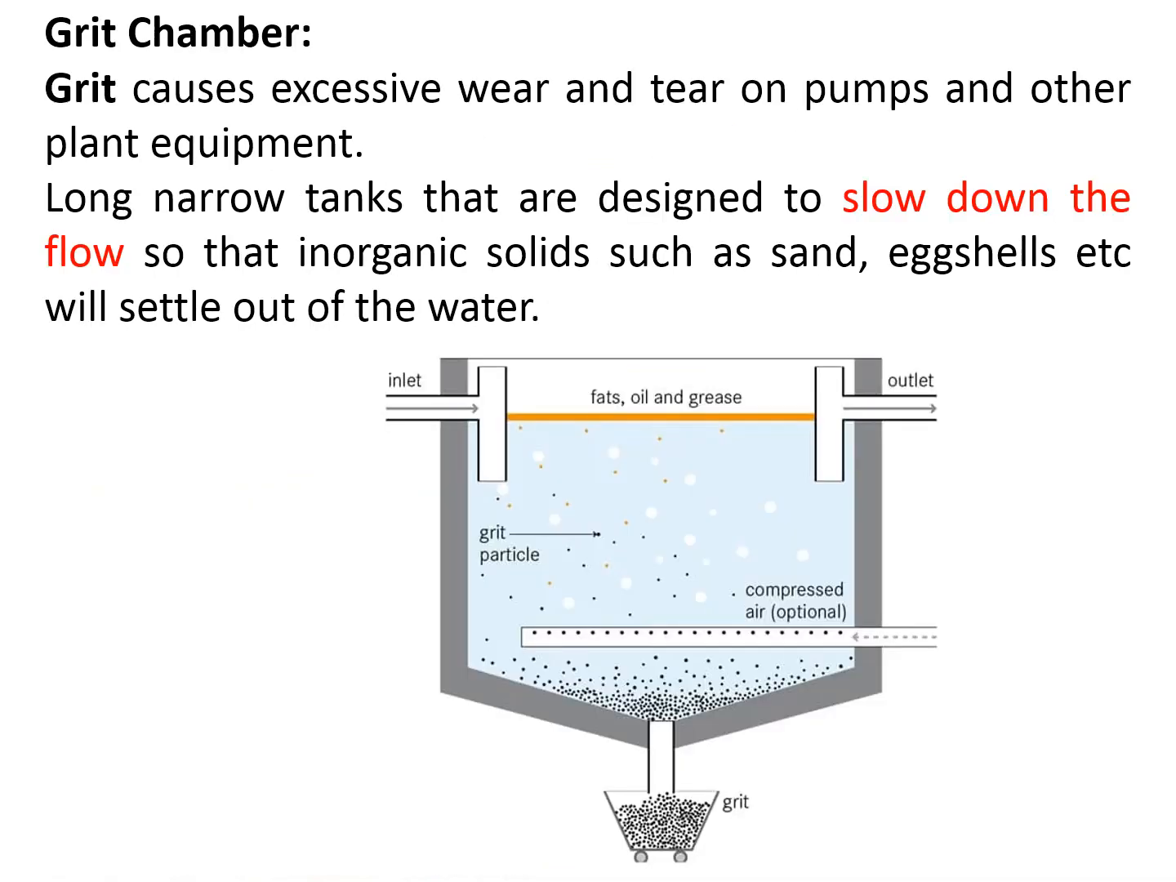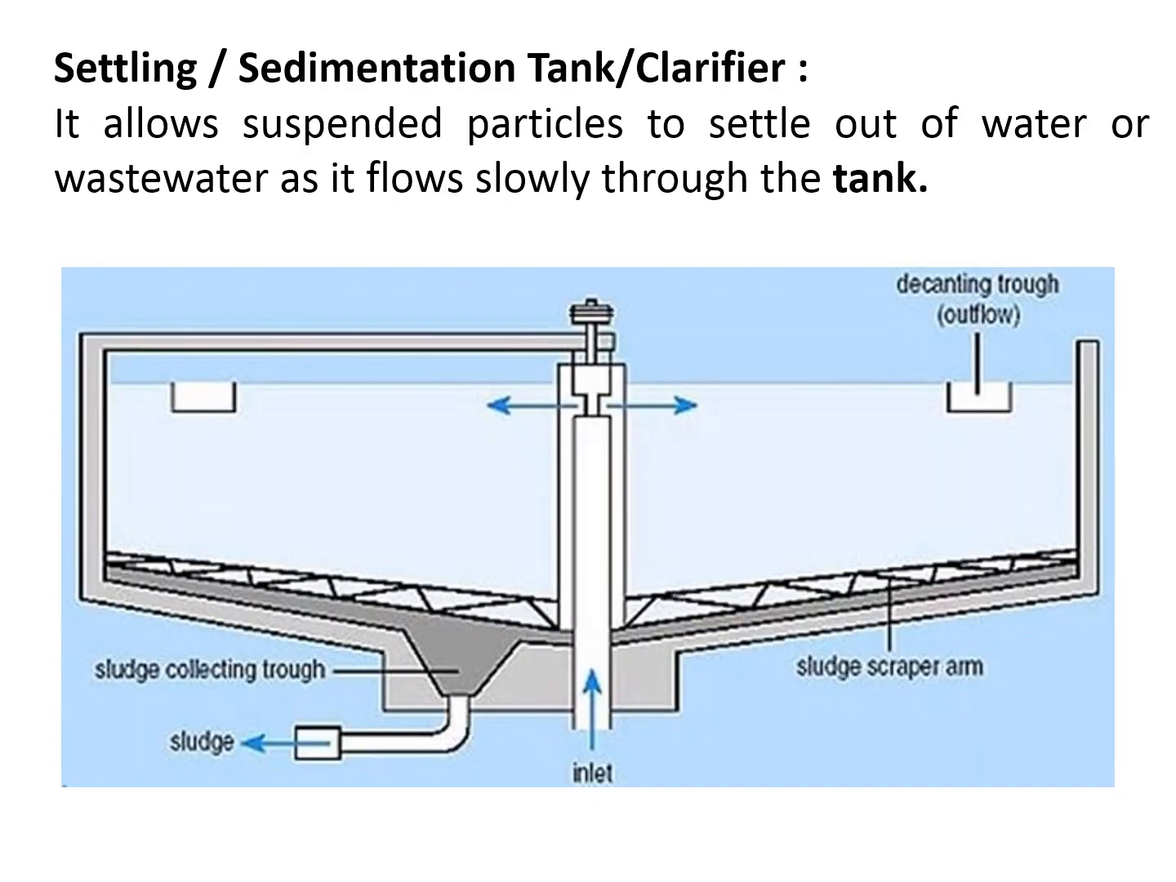Next is the grit chamber. Here the grit chamber is nothing but a simple sedimentation tank. The grease, if present, will cause wear and tear on the pump, so it is very necessary to remove it. Generally it is a long narrow tank designed to slow down the flow. Its velocity is very important. The velocity is maintained in such a way that all the grit particles settle down and are collected at the bottom, and the fat, oil, and grease float at the top, and can go for further treatment.